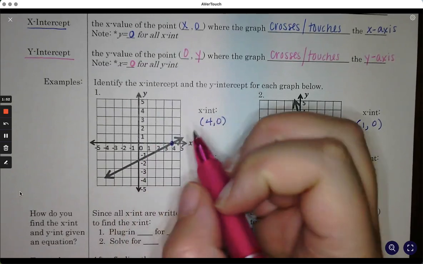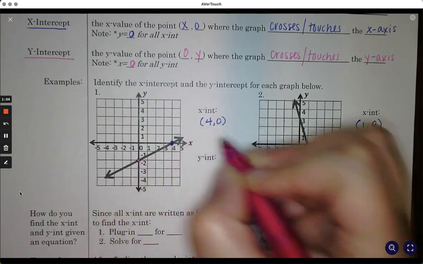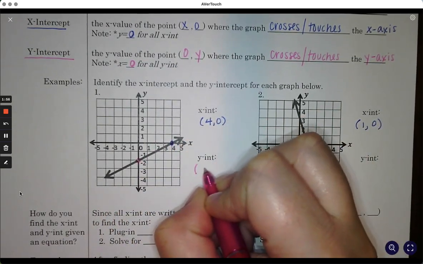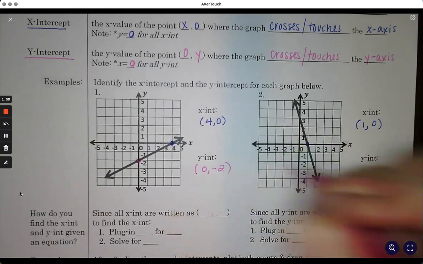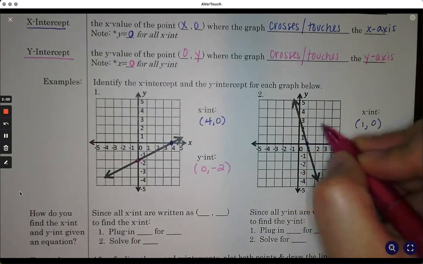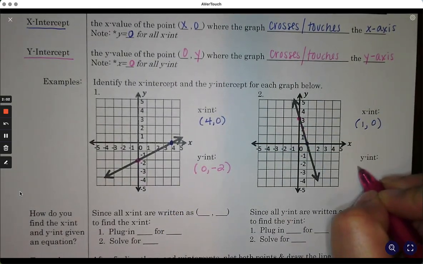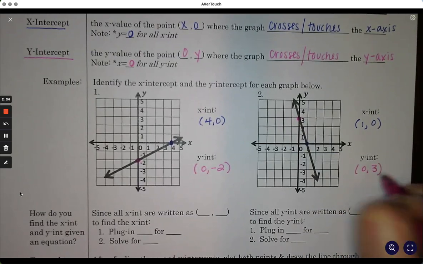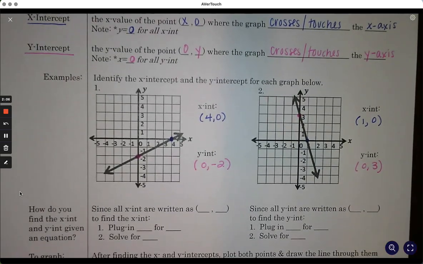So the y-intercept is where we cross the y-axis. So down here, that's going to be 0, -2. And the y-intercept right here, 0, 3. Ladies and gentlemen, your x-intercept and your y-intercept, they are not numbers. They are written as a point. If you don't write it as a point, it will be marked wrong. Guaranteed. Cross my heart, hope to die, all that fun stuff. Okay?